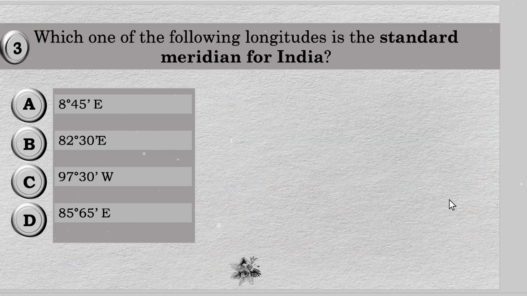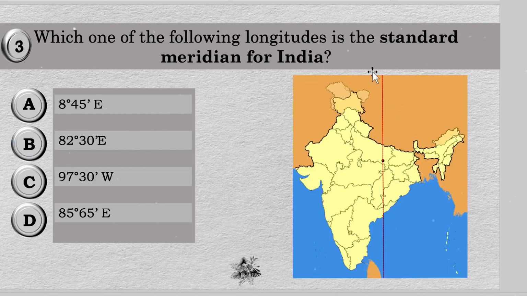Moving on to the next question, which one of the following longitude is the standard meridian for India? And the correct option here would be option number B, 82 degree 30 minutes east. Now in the map you can see that the line passes through various states, so we have to remember this also. And this line you can see it is known as the Indian Standard Meridian, and this is the line used to have a synchronous time all around India.